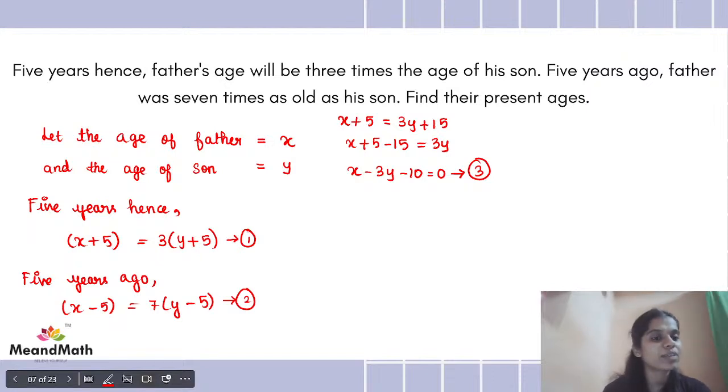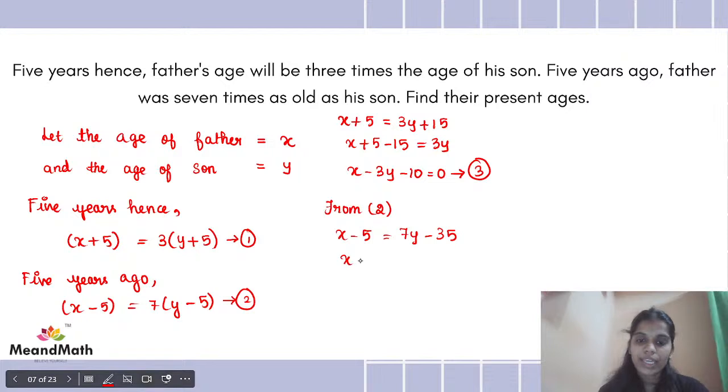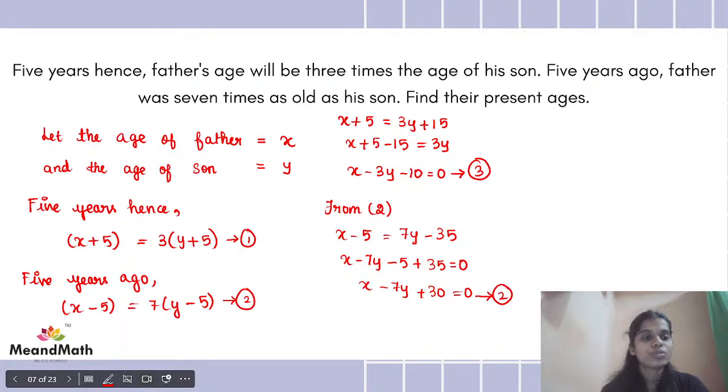Janvi, is it clear? How we are getting equation number 3? Similarly, from 2, what does our second equation state? x minus 5 equals 7y minus 35. So x minus 7y minus 5 plus 35 equal to 0. x minus 7y plus 30 equal to 0. This is equation number 2.